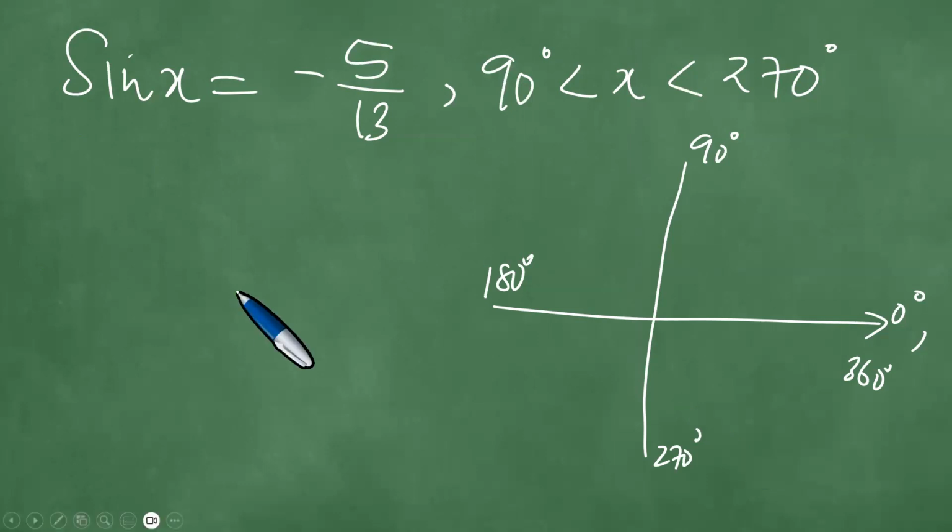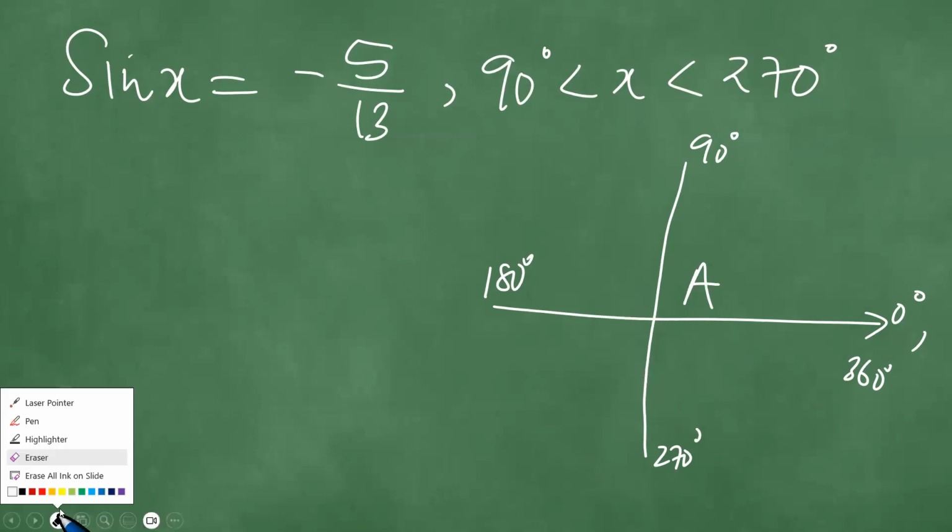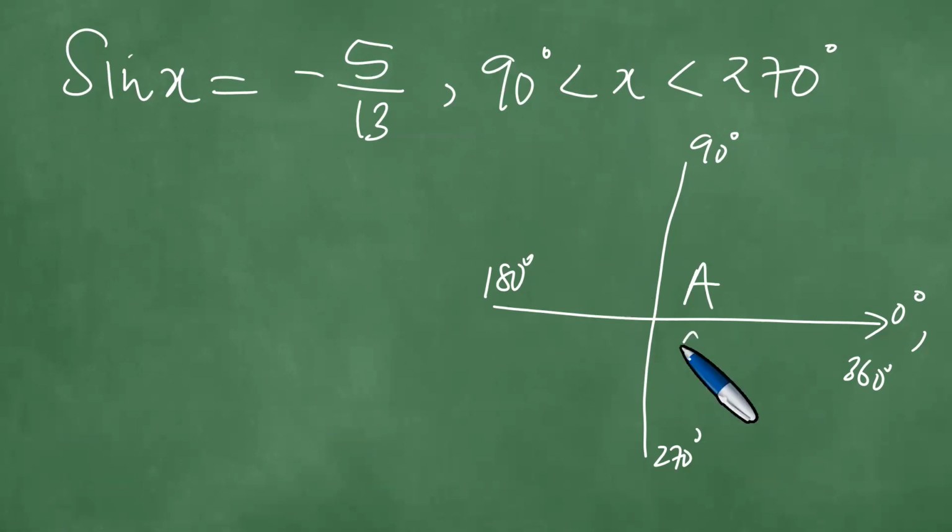At this point, what more do we need to realize? We need to remember the CAST rule. The C stands for cosine, then the sine, and then the tangent. So there are a couple of things you need to remember here: cosine theta, the sine of theta, and the tangent of theta.